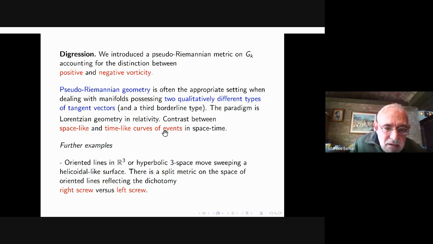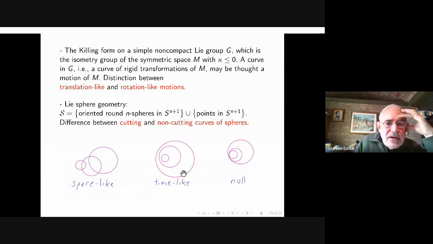I have said that. Well, the further examples: oriented lines in R3 or hyperbolic free space move sweeping a helicoidal-like surface. There is a split metric on the space of oriented lines reflecting the dichotomy right screw, left screw. This can be done, for instance, in R7 using the orthonormal cross product. Another example, for instance, the Killing form.